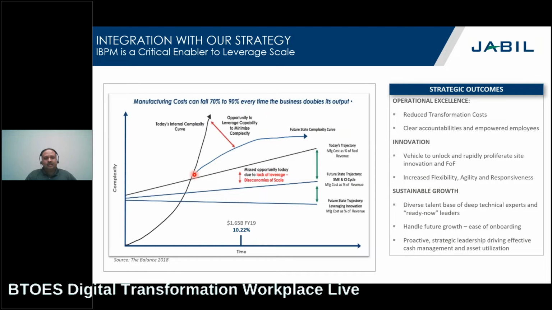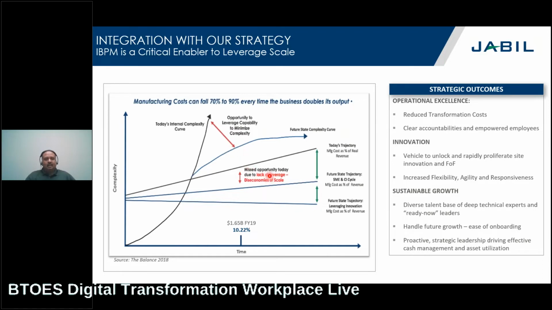Where I would like to see a complexity curve should be in a future state somewhere over here. So there's a huge opportunity to leverage to minimize the complexity. What I mean by leverage is we have so many segments within Jabil. We have so many pockets of innovation. We have expertise, and we need to leverage to scale to bring that complexity down.